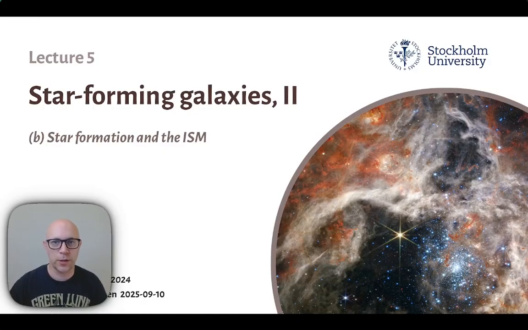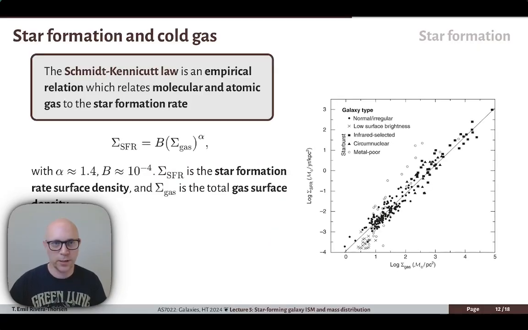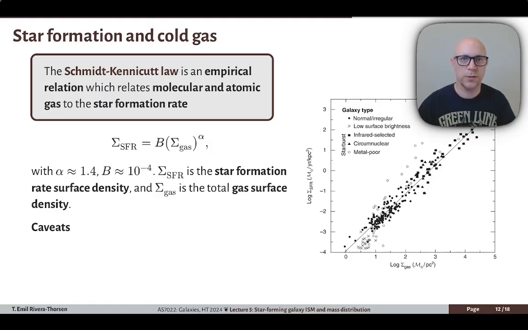This is a short little one in which we are going to take a little look at the interplay between ISM density and star formation intensity. Particularly, we are going to take a look at what is called the Schmidt-Kennicott law, or the Schmidt-Kennicott relation, which is an empirical relation that relates the surface density of the star formation rate to the surface mass density of molecular and atomic gas. What does this mean?